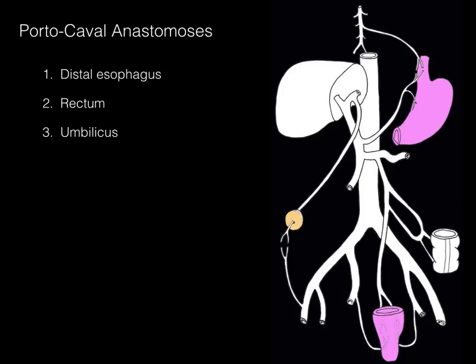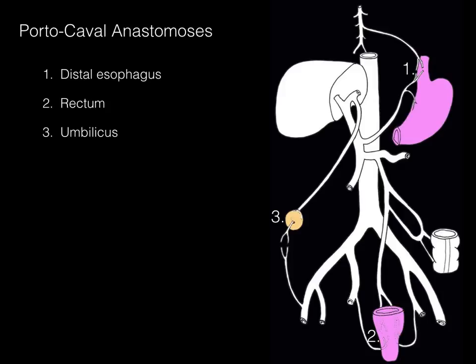So portal-caval anastomoses have three different tissue areas where blood drains from those tissues, both portally and cavally. One, distal esophagus: blood goes to the azygous system, caval, and the left gastric vein to the portal vein, portal. Two, rectum: blood drains to the inferior mesenteric vein back to the portal vein, or the lower rectal veins that go to the caval system. And finally, three, the periumbilical veins go portal, and the superficial epigastric go cavally.